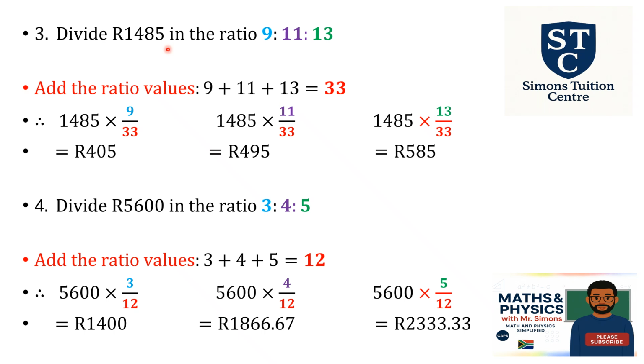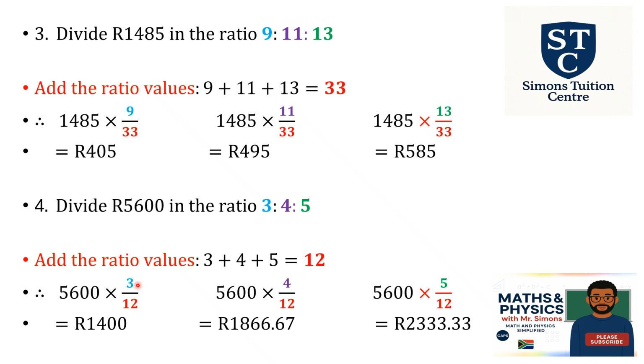1485. Now number 4, divide 5,600 in the ratio 3:4:5. Again, because I'm dividing, I add the ratio value. So 3 plus 4 plus 5, that gives me 7 plus 5, which is 12. So it's going to become 5,600 times 3 over 12. 5,600 times 4 over 12. 5,600 times 5 over 12.